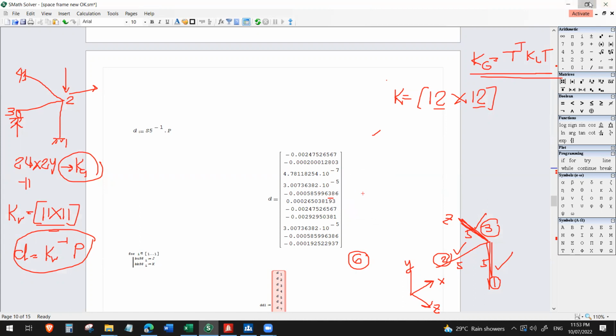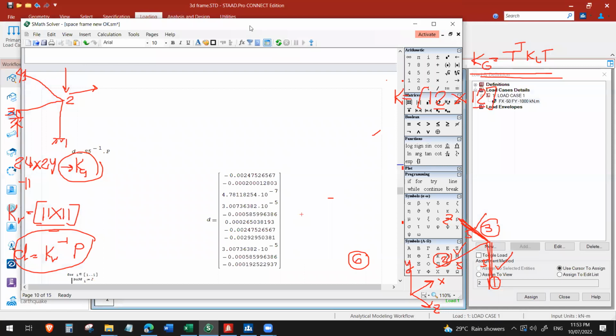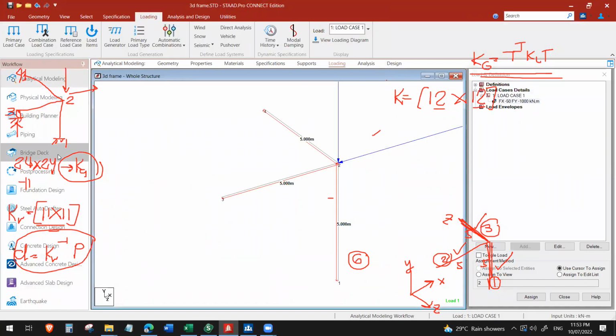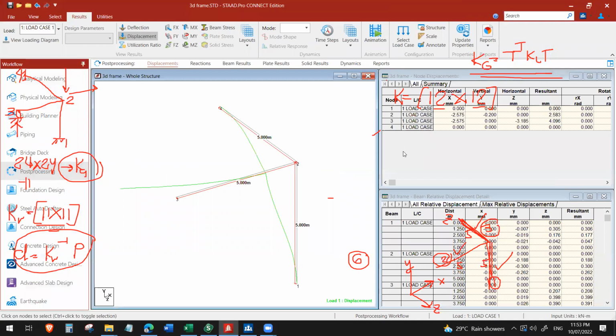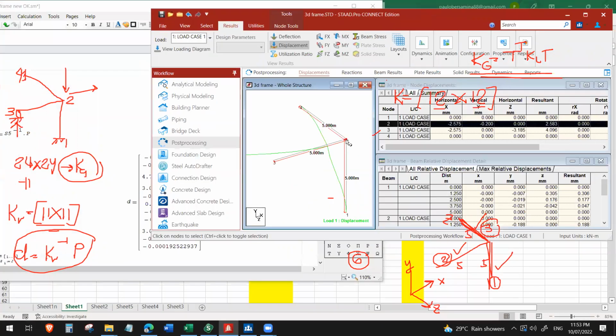So if we check on our STAAD, yes, okay. If we check the displacement here, we have 2.575 going to the left because negative, negative 0.2 going downward, and zero displacement because our load is vertical and going to the left.